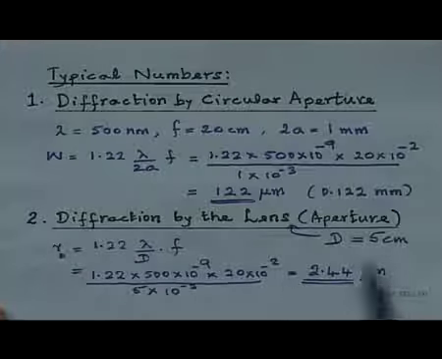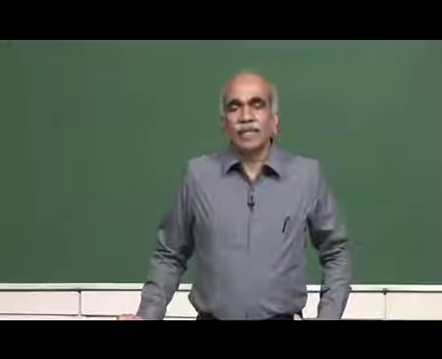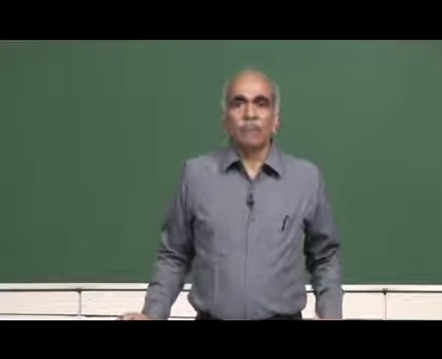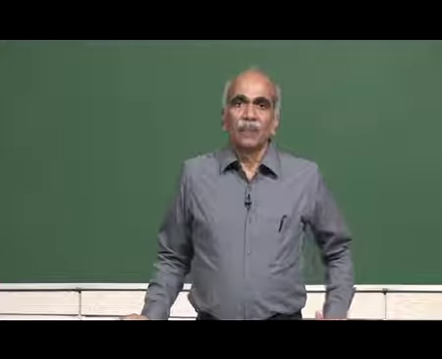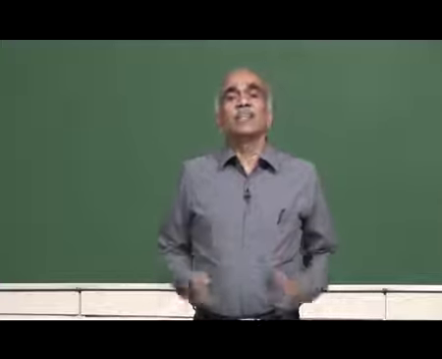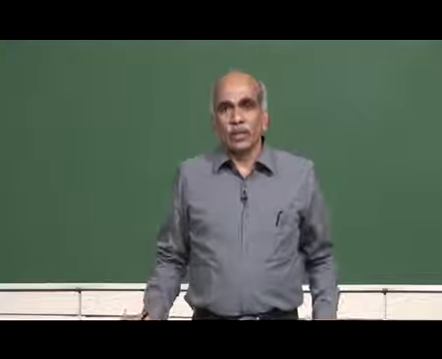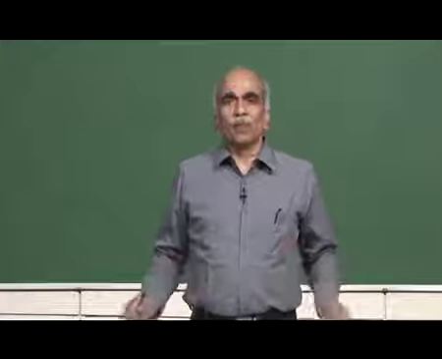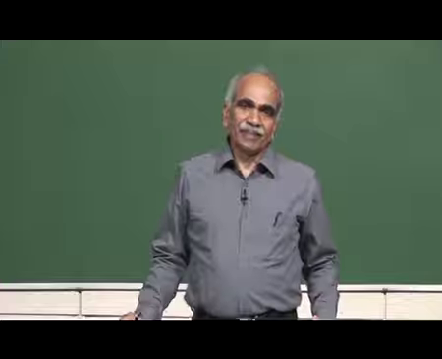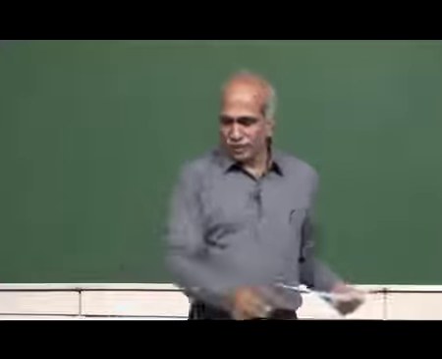So, the spot size here is much smaller compared to the spot size in the previous case, because of diffraction by the circular aperture. When diffraction takes place, as we have discussed in detail, light enters the geometrical shadow and spreads into the geometrical shadow. Therefore, the size of the spot becomes larger.